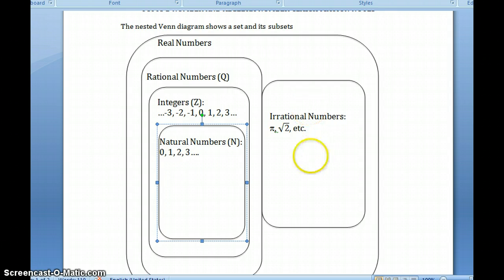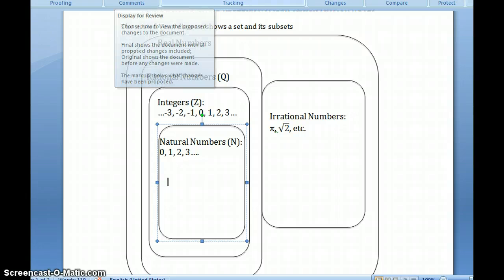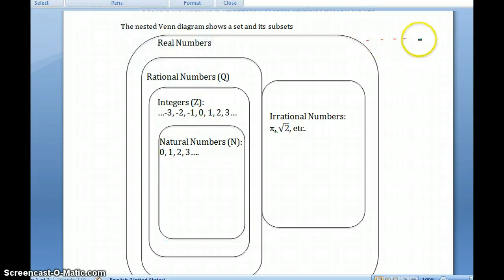We're not going to deal much with irrational numbers except to say that you need to be able to identify them. And numbers that are not within the set of real numbers would be your imaginary numbers. We don't do much with imaginary numbers. However, it's good to know that there is this set of imaginary numbers.